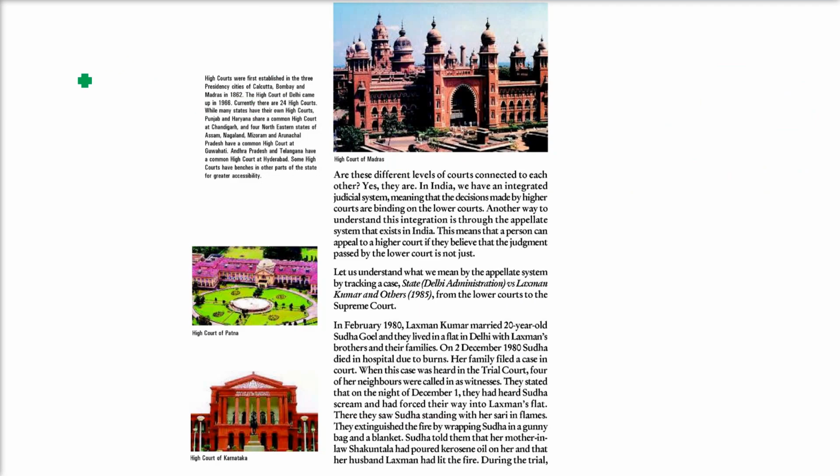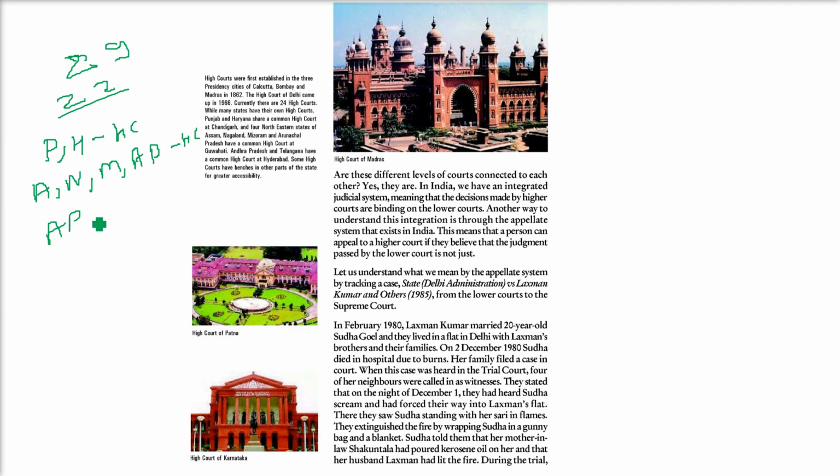So high courts, as we just saw, there are 29 states, but we have 22 courts. How is that possible? Because we have 2 states, Punjab and Haryana, that share a common high court. Then we have the northeastern states, Assam, Nagaland, Mizoram and Arunachal Pradesh, which have a common court in Guwahati. Then we have Andhra Pradesh and Telangana. They have a common high court.